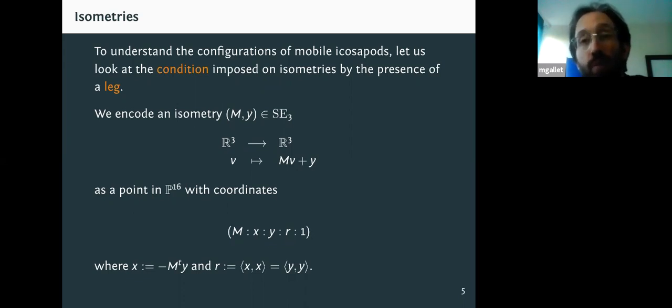And then we encode the scalar product of the translational vector with itself. So you see this variable R encodes the scalar product of X with itself, which is the same thing as the scalar product of Y with itself. And then we decide to consider this as a point in projective space where we have, if you count them, 16 coordinates, counting a homogenization coordinate, which we will call H.